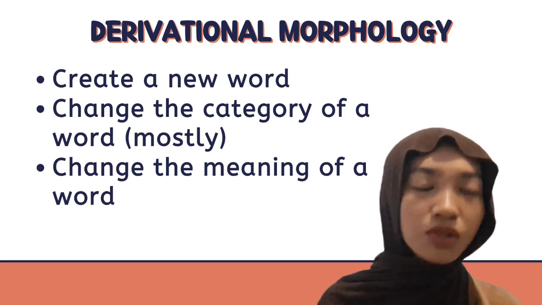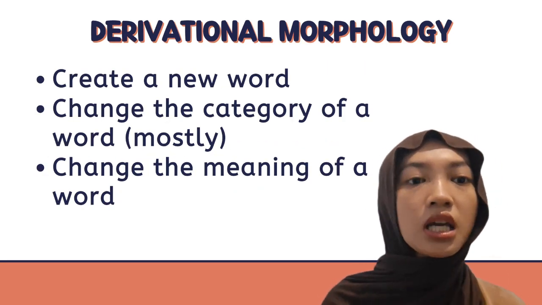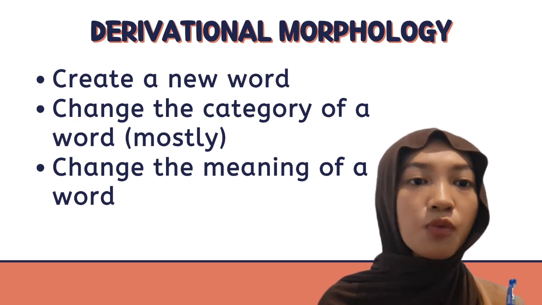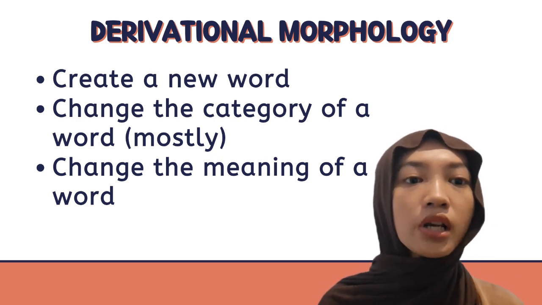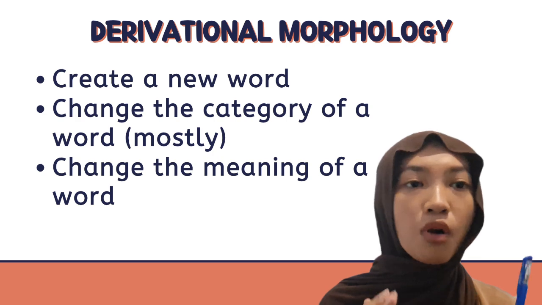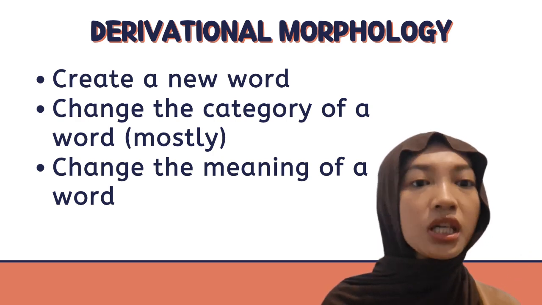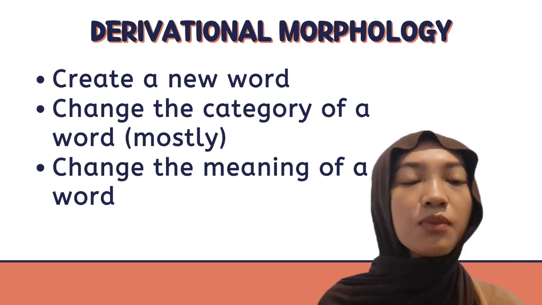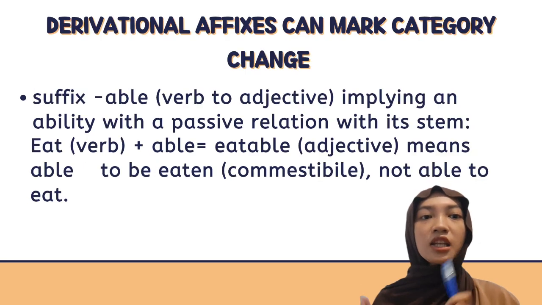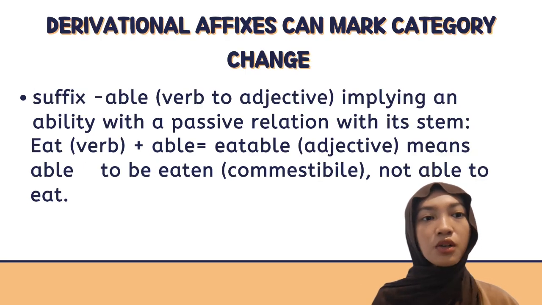And derivational morphology has some functions. The first one is to create a new word. The second one is to change the category of a word, and this is mostly in derivational morphology. And the last one is to change the meaning of a word. Derivational affixes can mark category change.